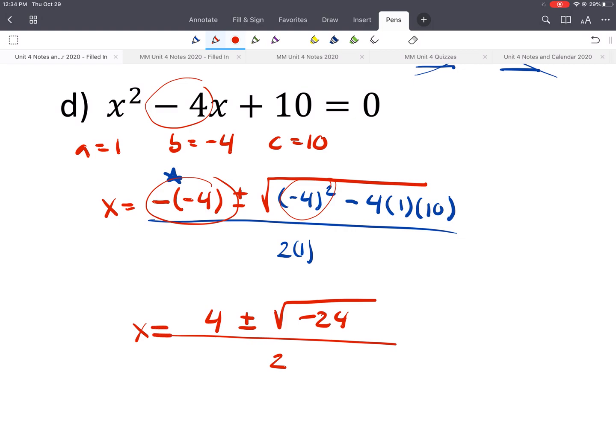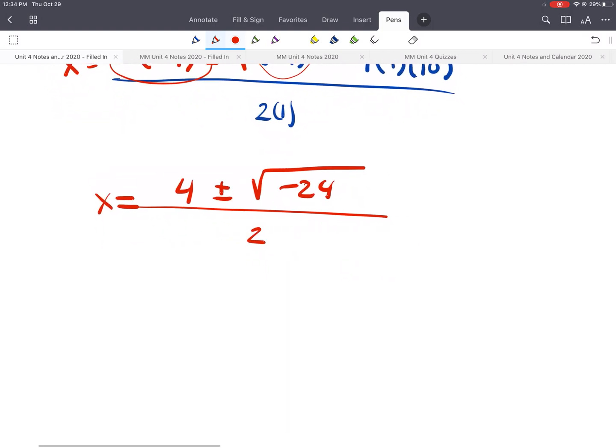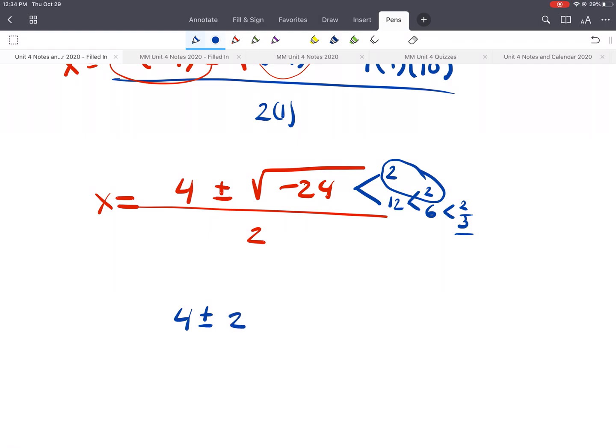All right. Now we're going to simplify the root. Again, you probably will want to do a factor tree. So 2 and 12, 2 and 6, 2 and 3. One group of 2 will come out, and the 3 and the 2 will stay inside. So we'll have 4 plus or minus 2 square roots of 6. Also, we have this negative inside, so we'll take that out and give us an i. So 2i square roots of 6 all over 2.